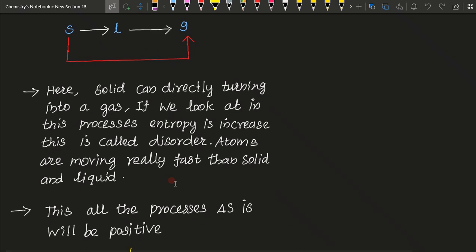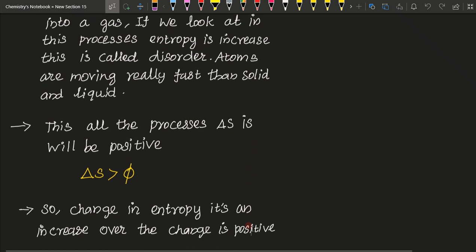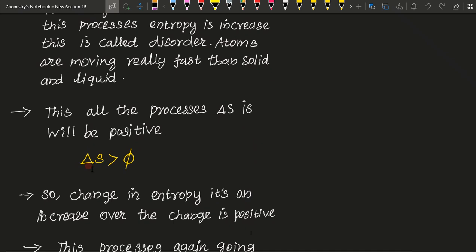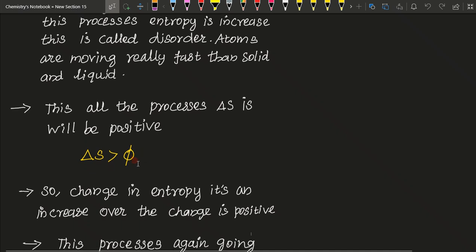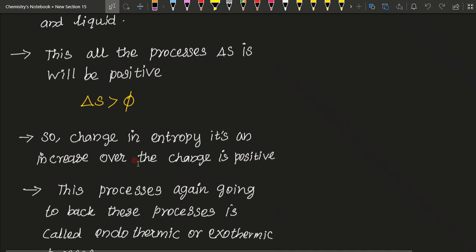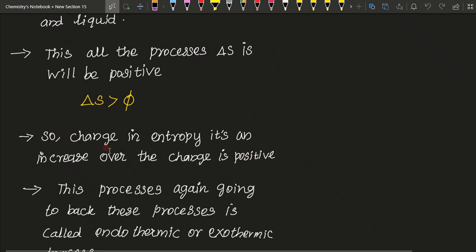In all these processes, delta S will be positive. Positive means it is going in the forward direction. That is why this is denoted as positive delta S. Next, so delta S positive. See next. So change in entropy, it is an increase, so the change is positive.